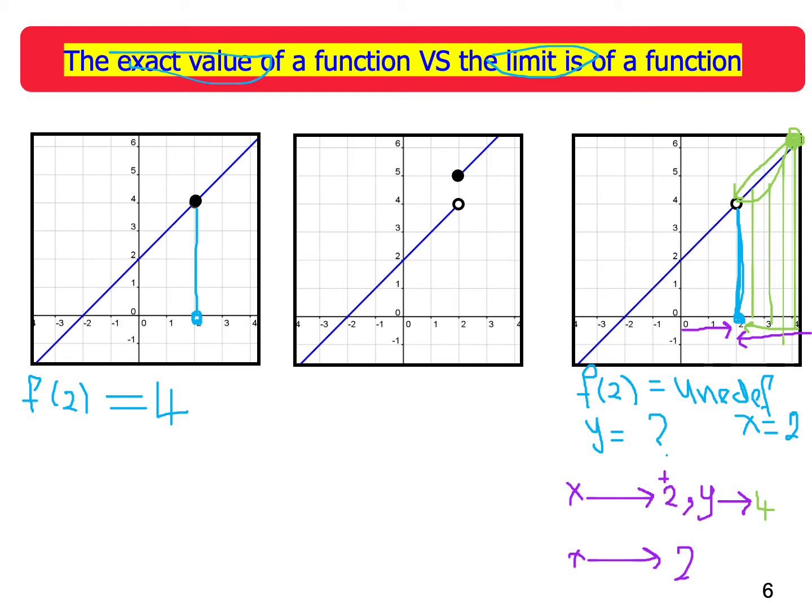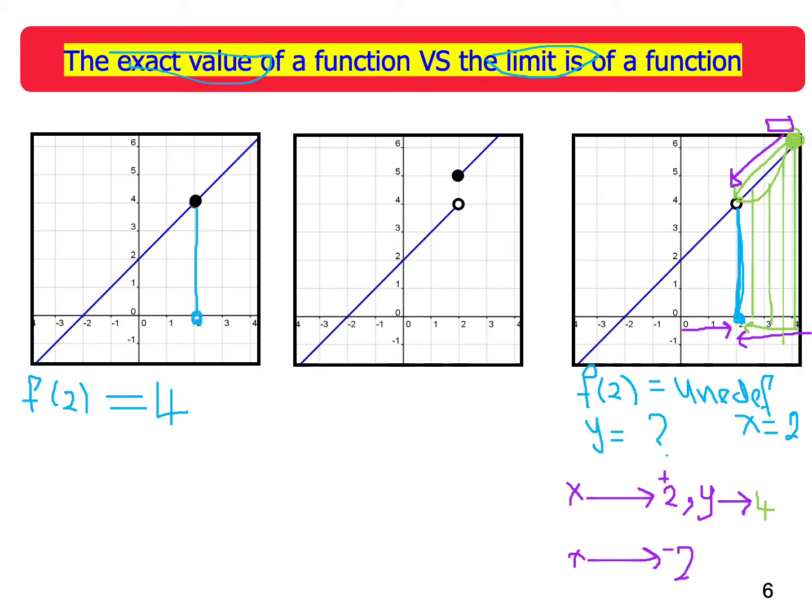I can imagine this by saying I have a car here and I move my car from this point till reaching the destination of 2. So I reach this height 4. That means the limit equals 4.